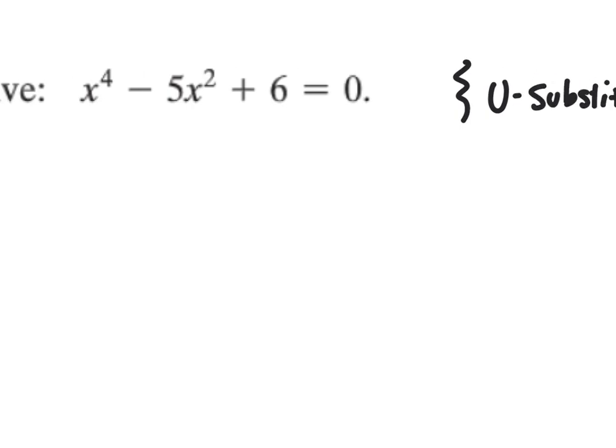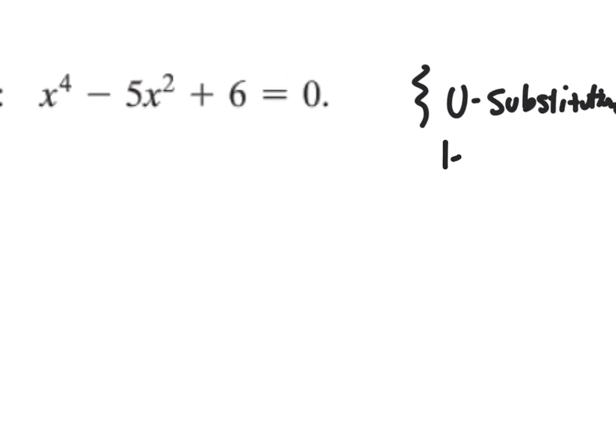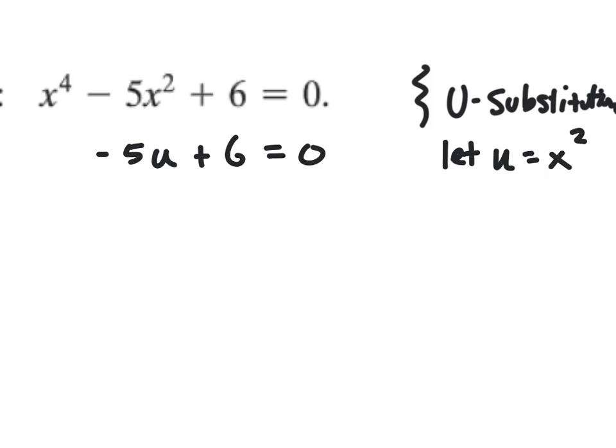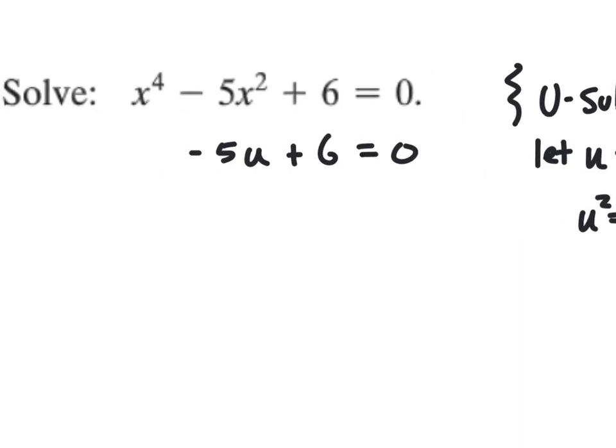I do this thing called a U-substitution. I'm going to let a variable, and I call it U, equal x squared. So if U is equal to x squared, I go back in here and substitute in my U value, and I get negative 5U. But if I squared U, I would get x to the fourth. So U squared is equal to x to the fourth. If I squared both sides, that's what I'd get. So this over here is U squared.